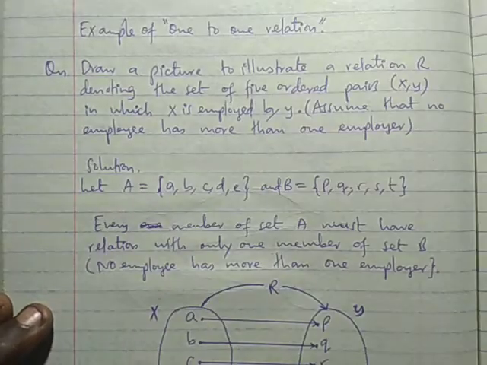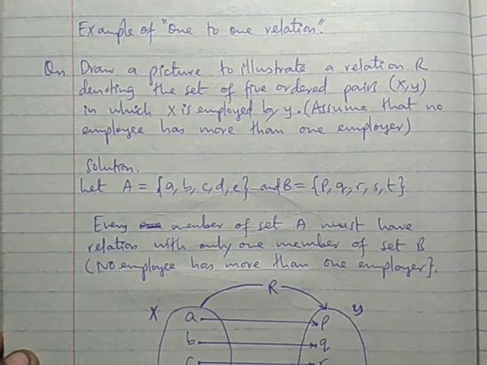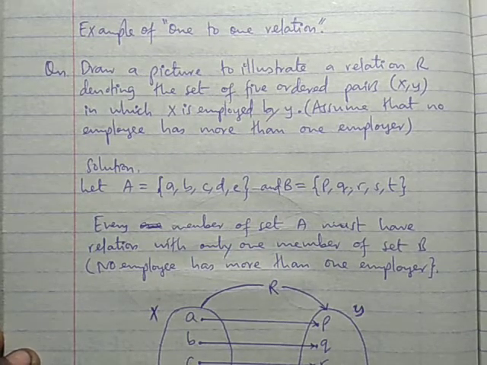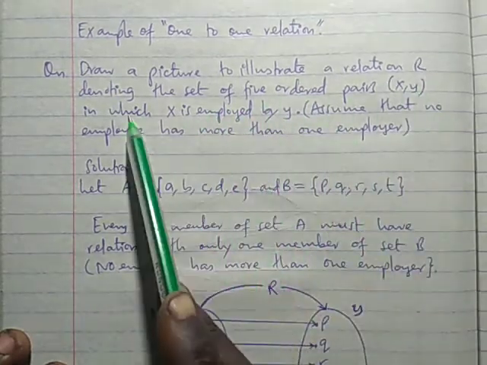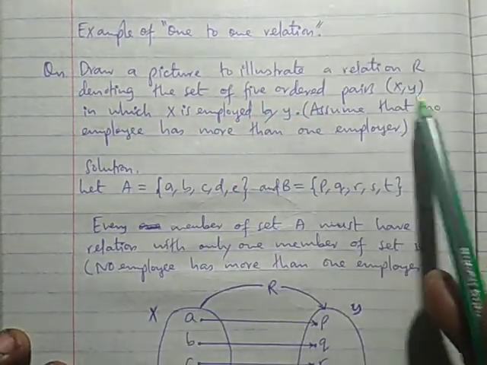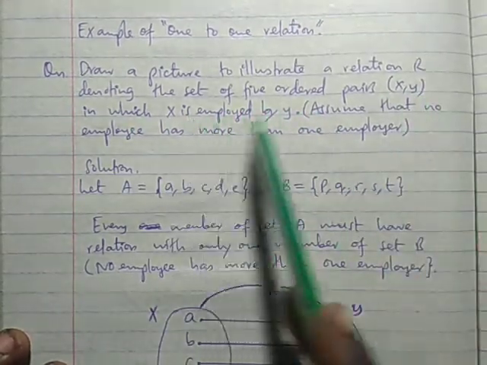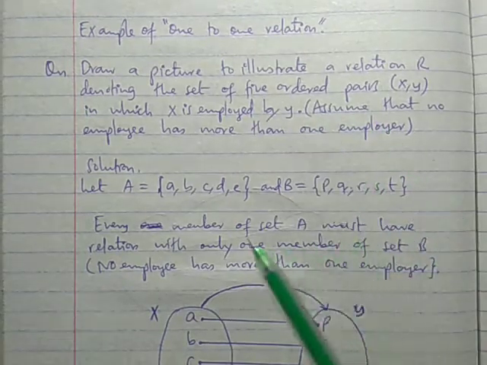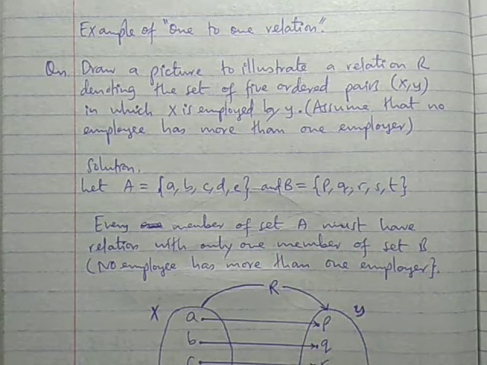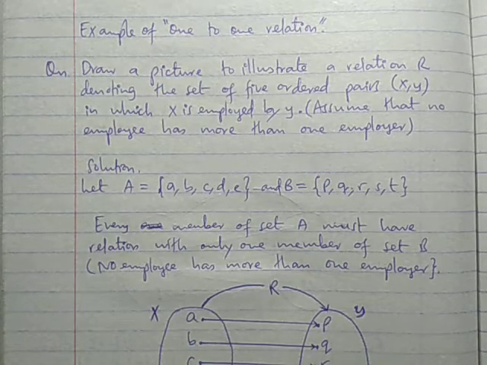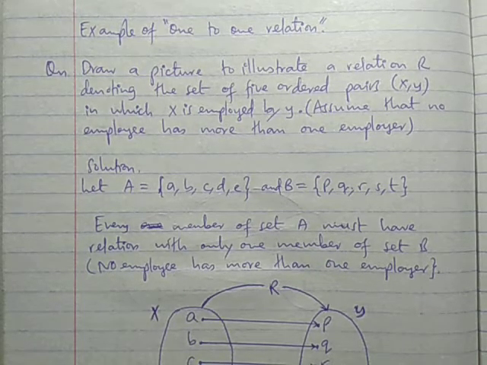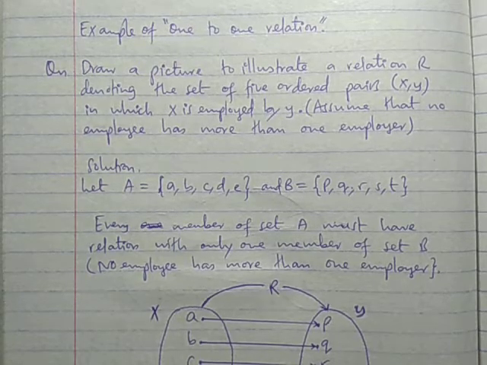So now let's see a few solved examples in the part of pictorial presentation. Kwa mfano ukiambiwa draw a picture to illustrate relation R denoting the set of 5 ordered pairs (x, y) in which x is employed by y. X amekuwa employed by y. So x ni mfanyakazi, y ni nani? Ni employer. X amekuwa employed by y. X ni mfanyakazi, y ni employer.